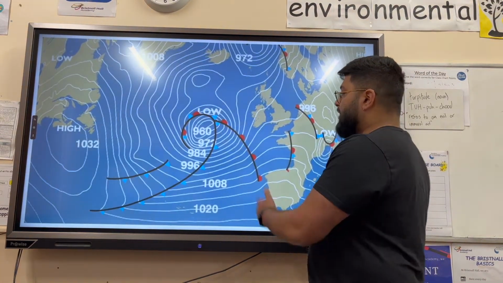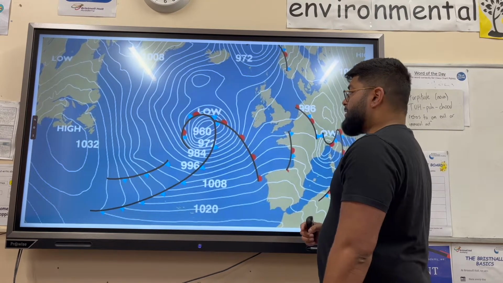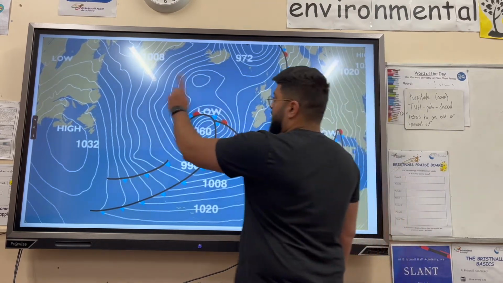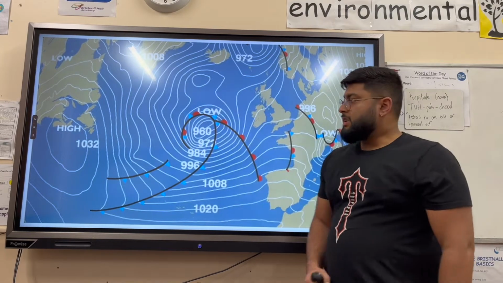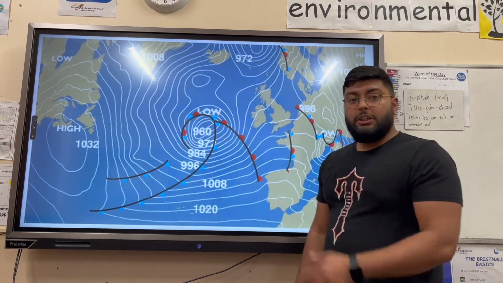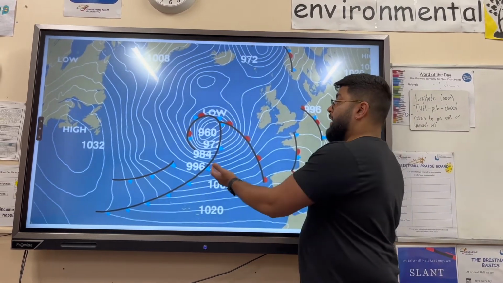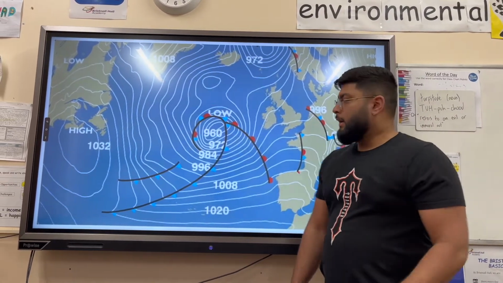So we can also use synoptic charts to predict the weather. On a synoptic chart, you have these white lines, which are called isobars, and isobars join areas of equal pressure. Now we can have high pressure, which is going to bring clear, sunny and dry conditions, or we can have low pressure, which is going to bring windy, wet weather.